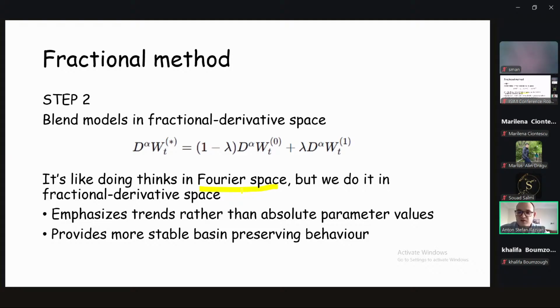So simplifying your problem, with a Fourier transform, doing some analysis or some computation and then reversing back. The same thing, but in fractional derivative space. This will emphasize my trends rather than the absolute parameter values, and it will provide more stable Bayesian behavior.